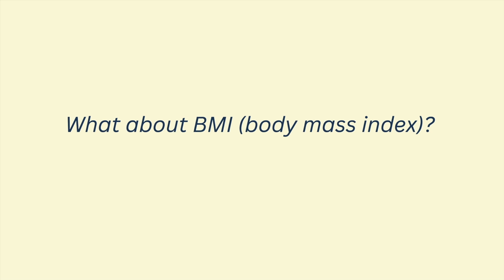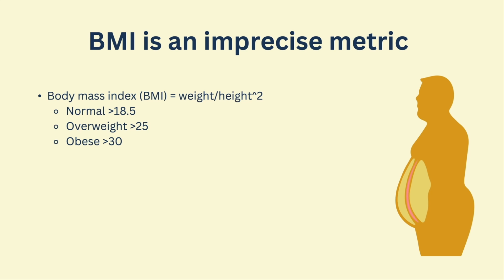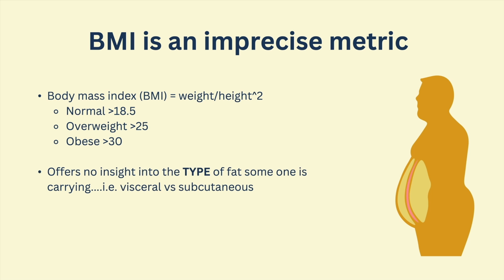So what about BMI? The reason I want to talk about BMI is because that is what most people talk about. We're either overweight, underweight, or obese, as per a BMI, a body mass index, which is your weight over your height squared. And we've got a range of targets. The problem with BMI is that it doesn't offer any insight into the type of fat that you've actually got. So do we know how much visceral fat or subcutaneous fat? No, we have no idea.